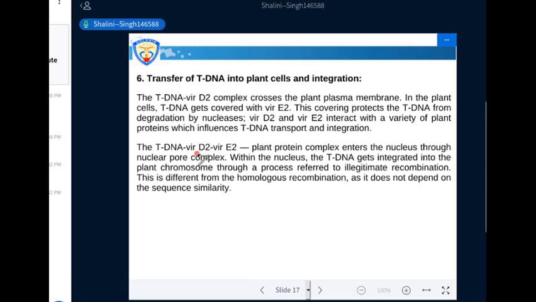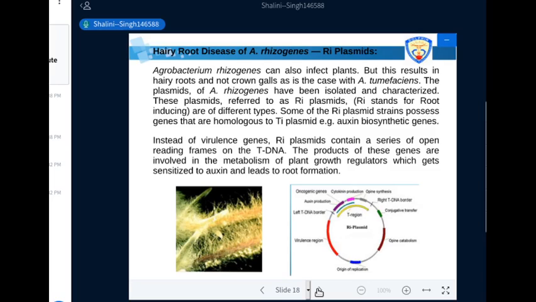The tDNA, VirD2 and VirE2 plant protein complex enters the nucleus through the nuclear pore complex. Within the nucleus, the tDNA gets integrated into the plant chromosome through a process which is recombination. This is different from homologous recombination as it does not depend upon sequence similarity.